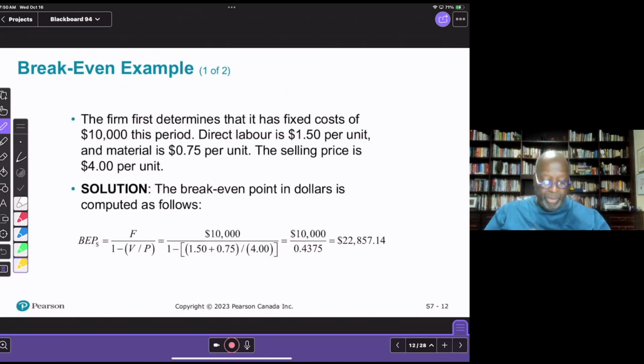Let's look at this example. The firm first determines that it has fixed costs of $10,000. Direct labor is $1.50 per unit, and material cost is 75 cents. So of course we have to add those to get our total variable costs. Our variable cost would be your $1.50 plus 75 cents, which is $2.25. Okay.